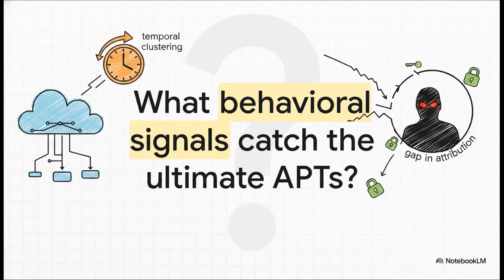Which leaves us with a totally fascinating and honestly pretty provocative challenge. If even the best, most mathematically optimized cloud traps leave a small gap in attribution, what behavioral signals are we going to need to finally catch the ultimate advanced persistent threats? The researchers suggest that adding supplementary signals, stuff like mapping out cloud infrastructure graphs or analyzing the temporal clustering of attacks, might just be the final key to closing that ultimate attribution gap. It's like a giant puzzle. Definitely something to think about as you review your own cloud security posture.